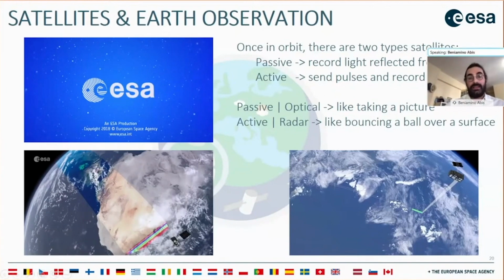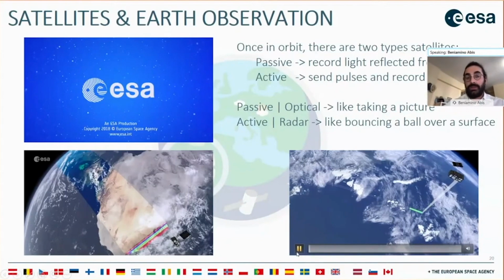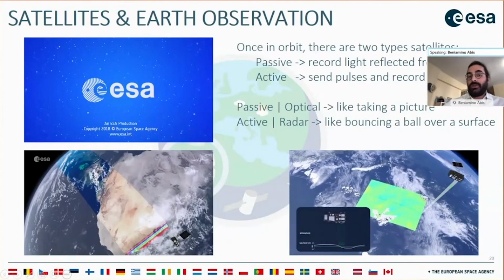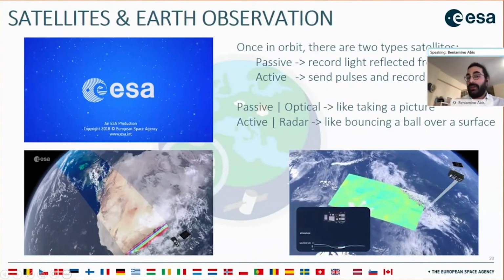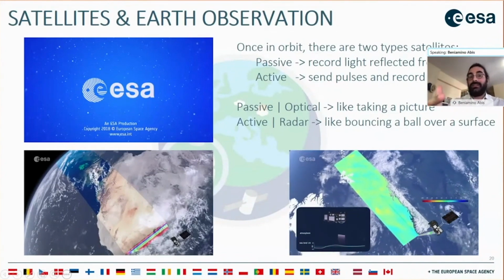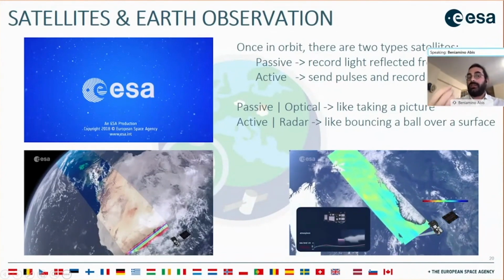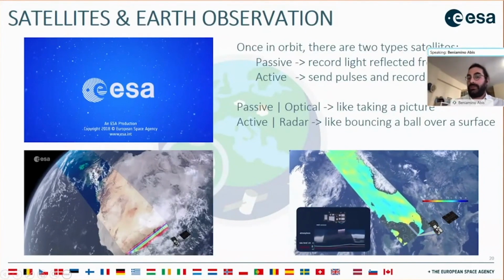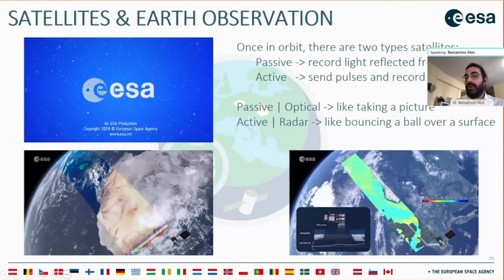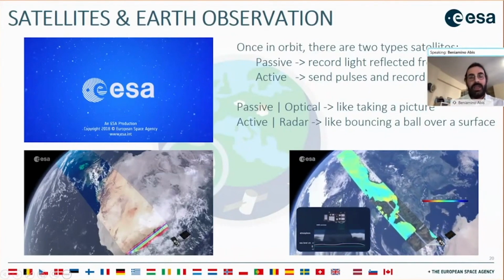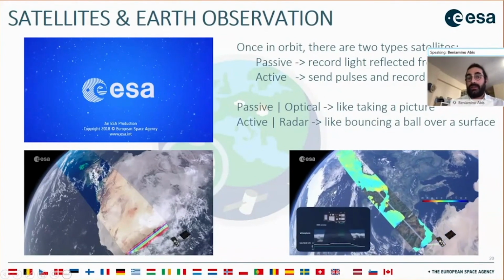What can be higher is active satellites, which are basically radar satellites mostly. I think most of you will be familiar with how a radar works. It's sending pulses, echoes, signals towards the Earth. So it's actively sending something, and then it's looking at the signal that gets back. It's like bouncing a ball over a surface. Depending on how the ball comes back to you, you can understand a bit how the surface is, and you can understand its properties. And this is what happens with radar satellites.